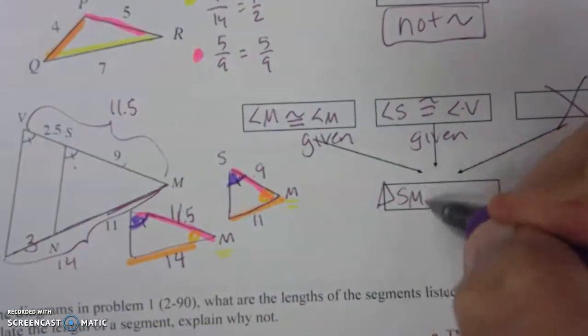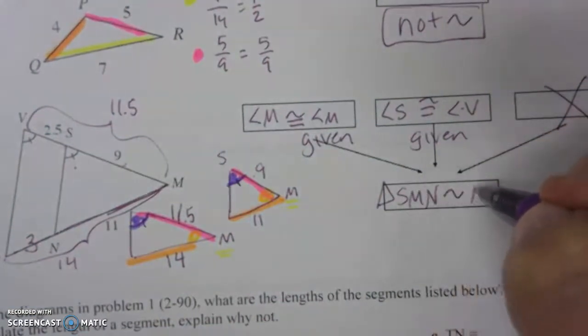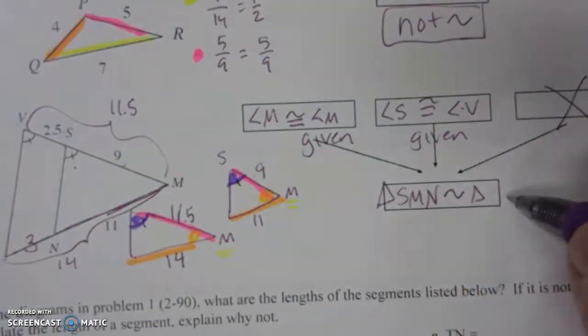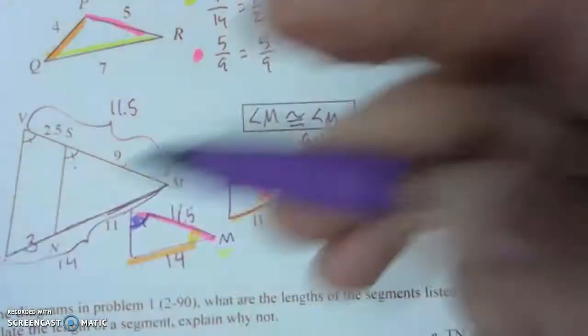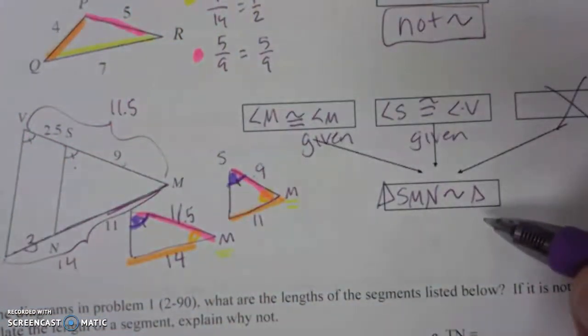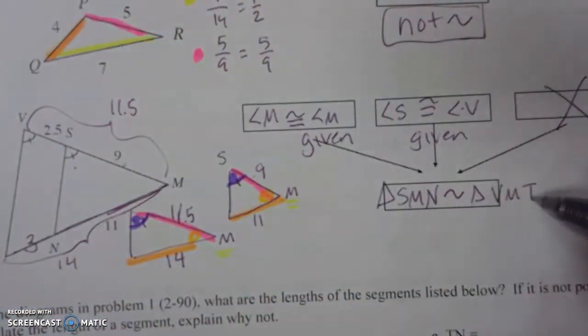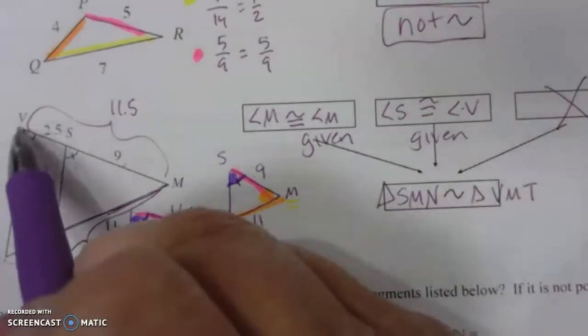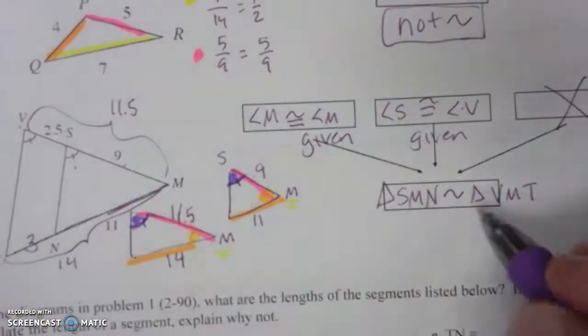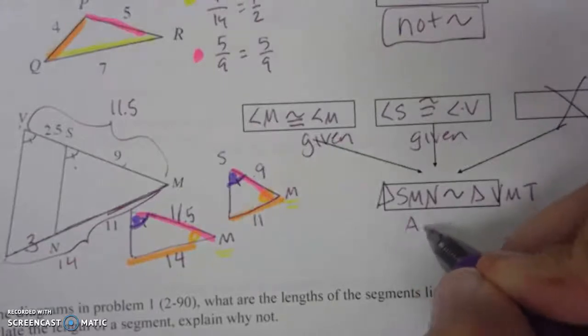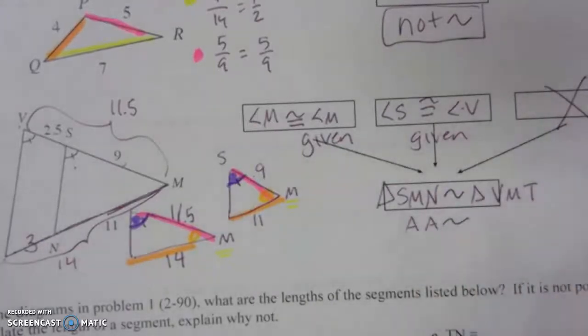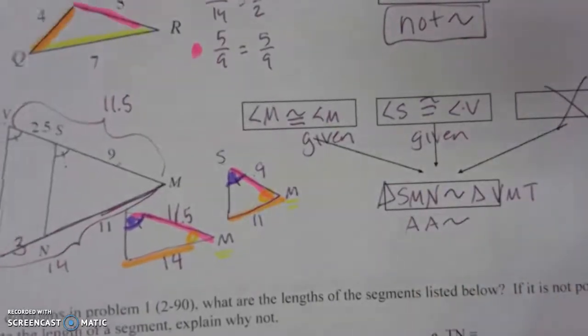So I can say that triangle SMN is similar to triangle VMT, that's the large triangle, VMT. And the reason is because we just proved that two angles were congruent, so the triangles are similar. So that's all we had to do for that one.